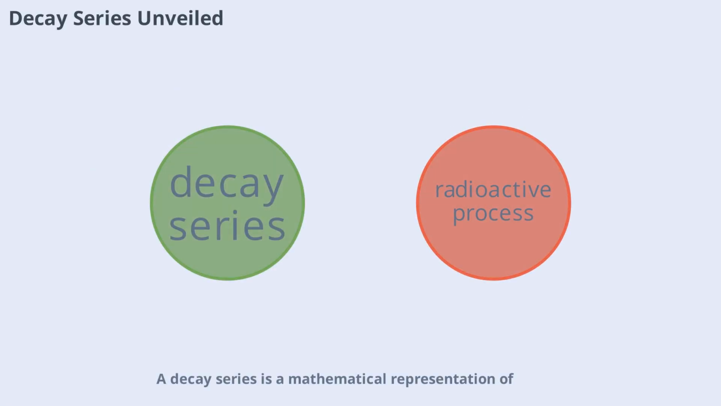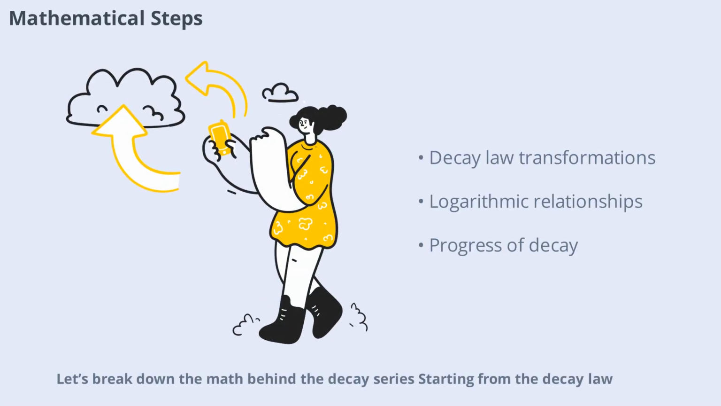Decay series is a mathematical representation of the sequence in which a radioactive substance emits radiation. It's not just about the total number of nuclei left, but about the order in which each decay event occurs. By examining the series, we can track how a substance transitions through multiple stages, each with its own emission and transformation. This approach reveals patterns that the basic decay law alone can't show. Let's break down the math behind the decay series.